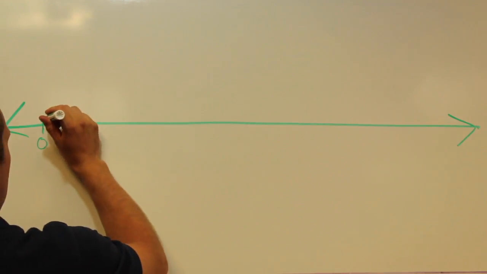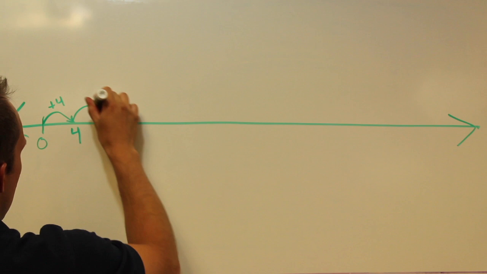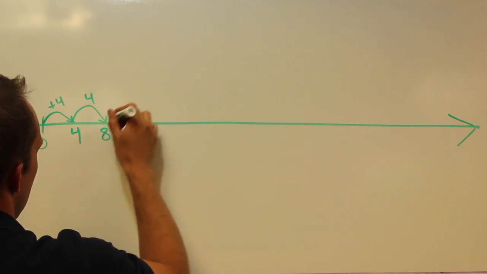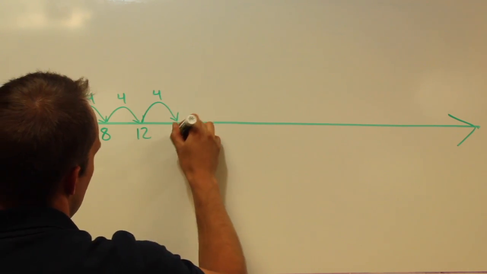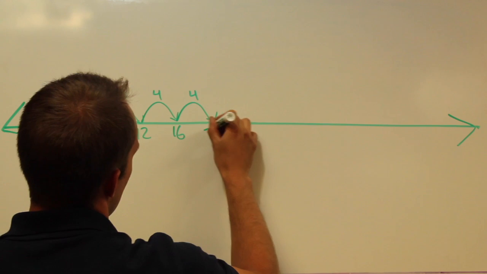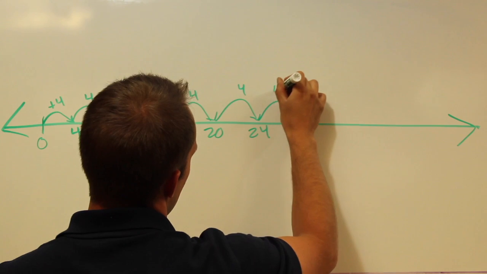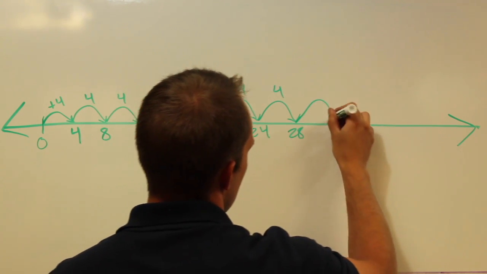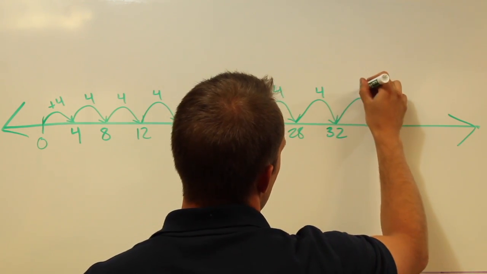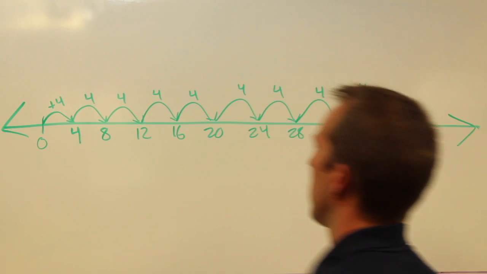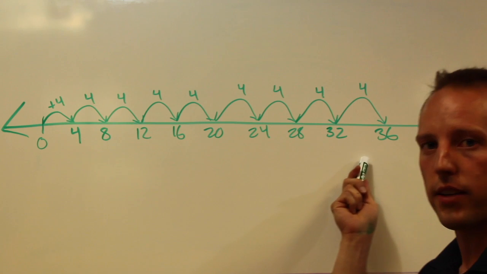So we start at 0, we add 4, which will get us to 4, then we add another 4, gets us to 8, 12, 16, 20, 24, 28, just keep going until we hit 36, 32, 36. And so now I've hit my target, because again I knew that there's 36 passengers.